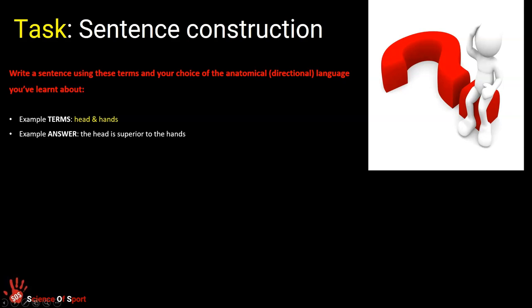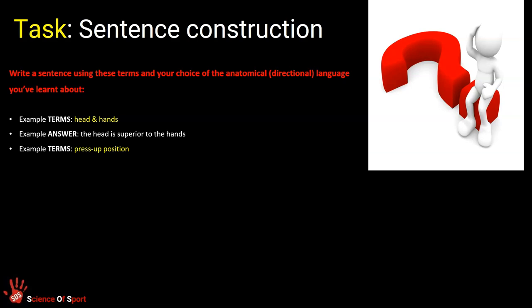There could be, again, oodles of other sentences you could have made up, as long as you use some of the terminology we've been learning about. So I've used superior, and you use the 2 terms, the 2 words or the phrase I give you.